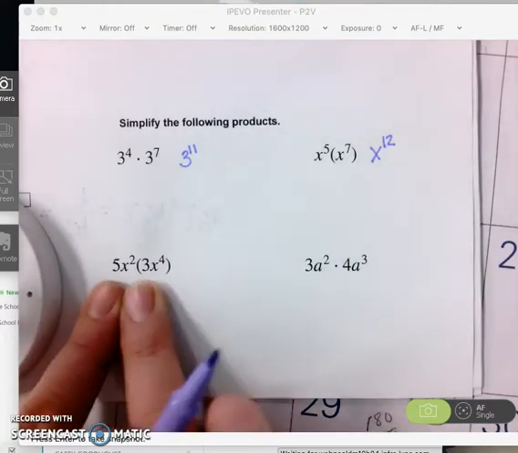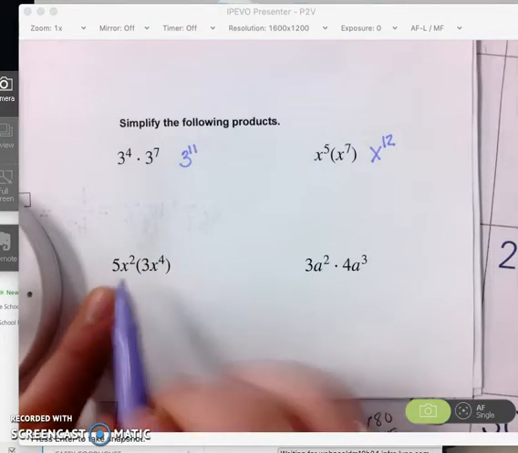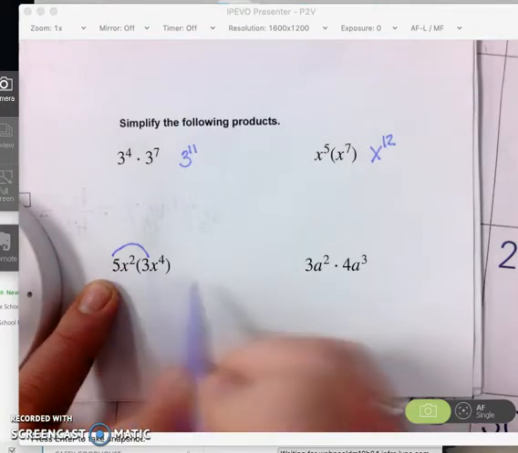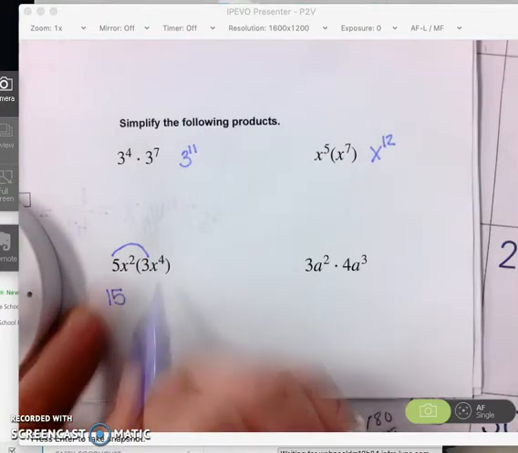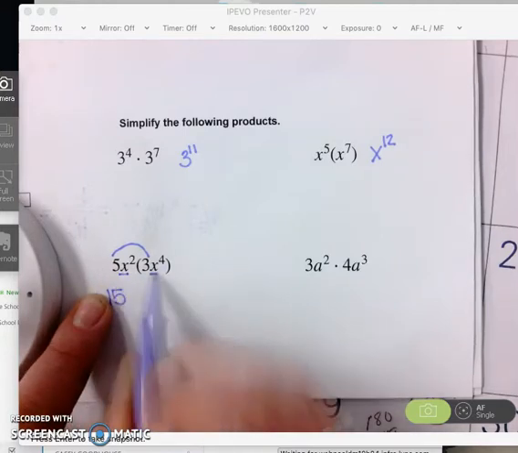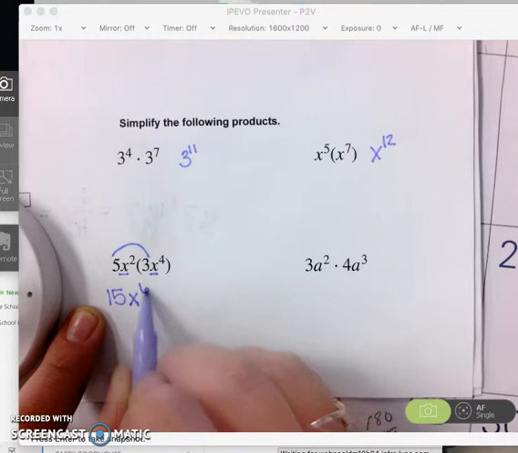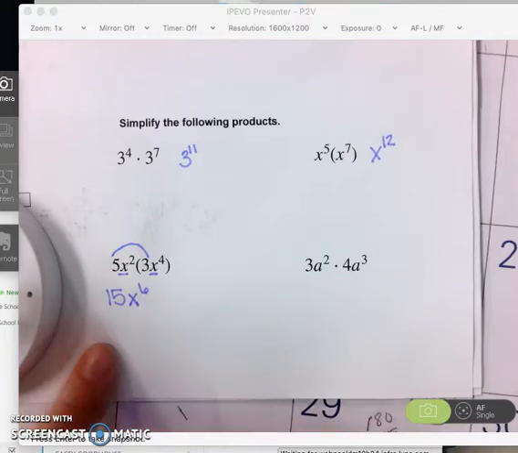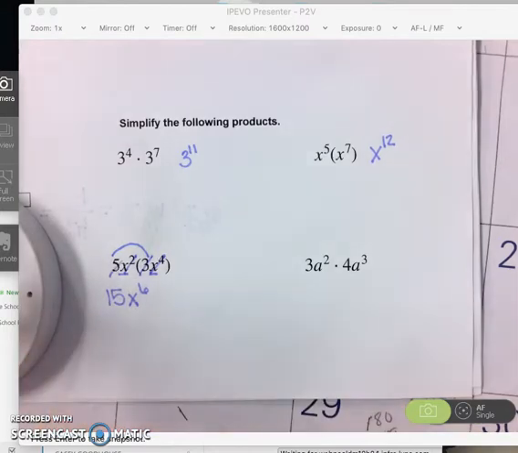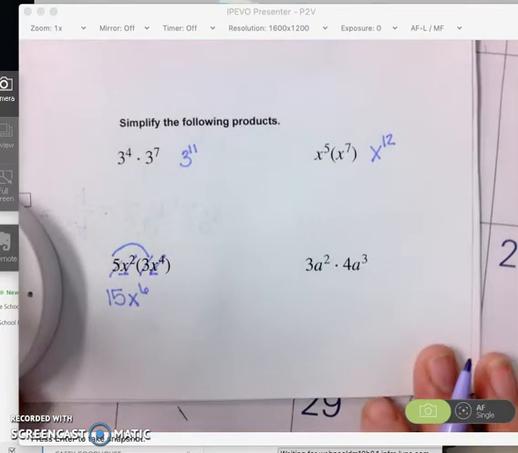Now, here are coefficients. I can multiply our coefficients together. So 5 times 3, that gets me 15. X to the second and x to the fourth, I have like bases, so x to the sixth. And I have dealt with everything, all of the numbers, so I'm done with that one.